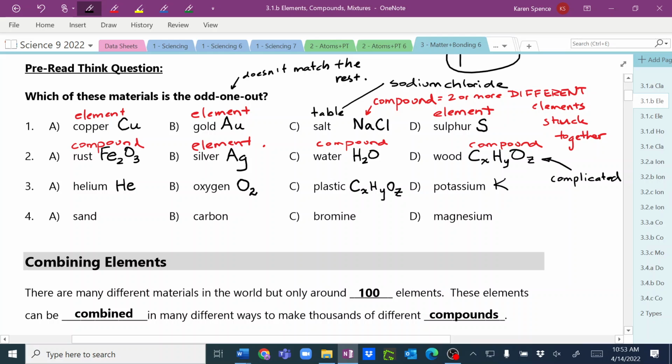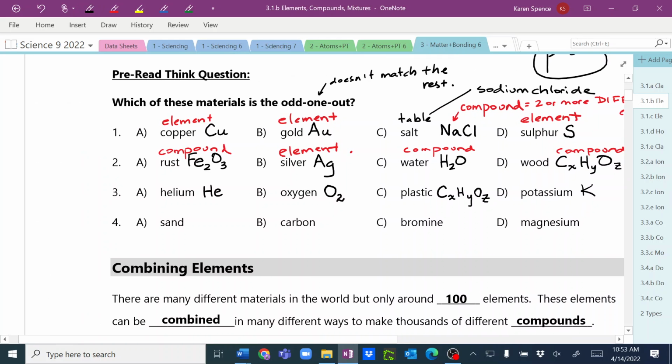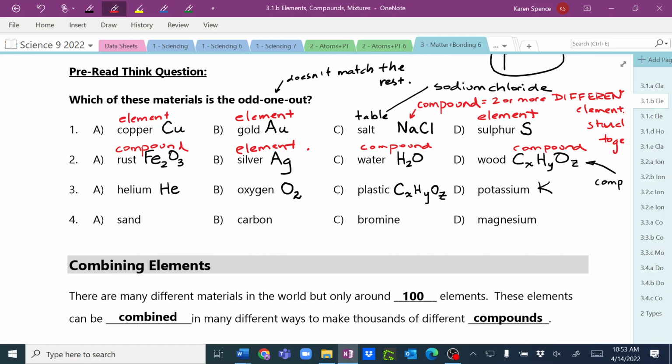So what do A, B, and D all have in common? A, B, and D are all elements. And C, on the other hand, is a compound.